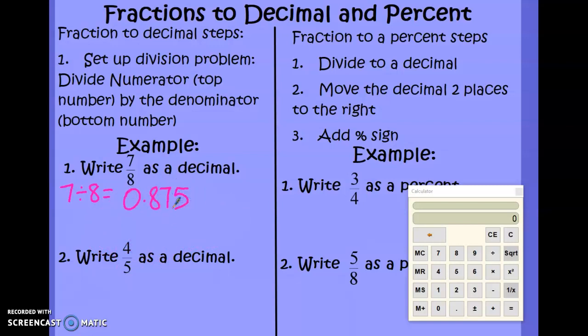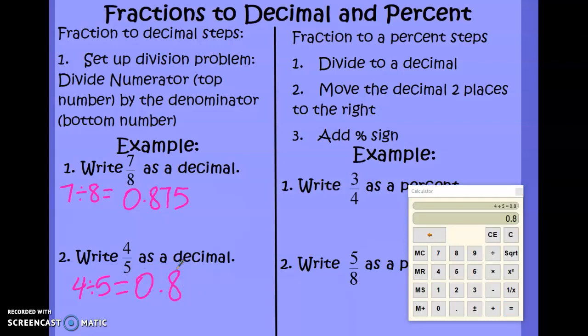Okay, so our next one is to take and write 4/5 as a decimal. Again, 4 divided by 5, that's how you would put it in the calculator. 4 divided by 5, which gives us 8/10. Okay.